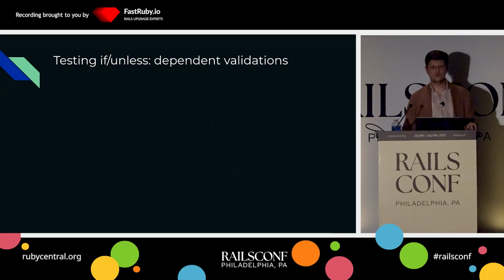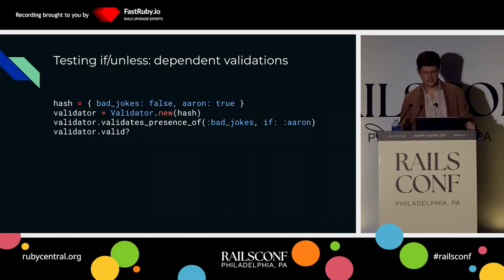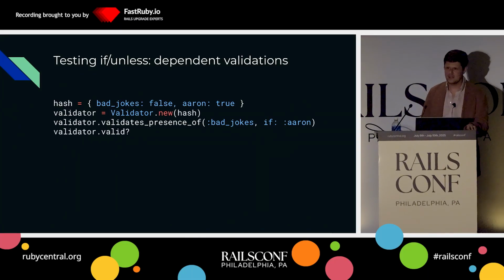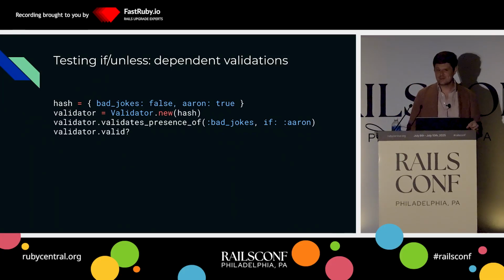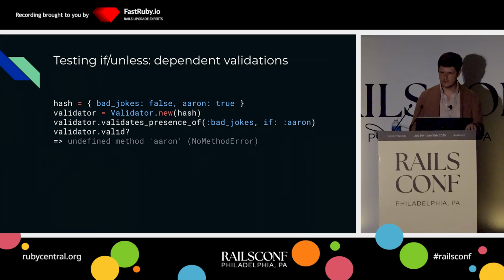So this is where you would have validates the presence of first name if last name. And so if we do a simple little test here where we want to validate the presence of bad jokes if Aaron, which prevents probably a pretty big bug because that wouldn't make sense, no bad jokes, then we can run this code and it blows up. Undefined method Aaron. All the work the guy's done and no method named after him.